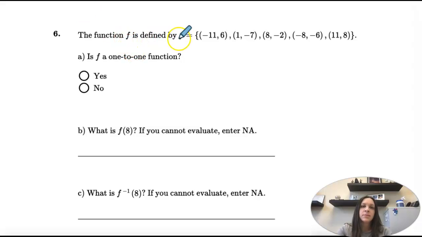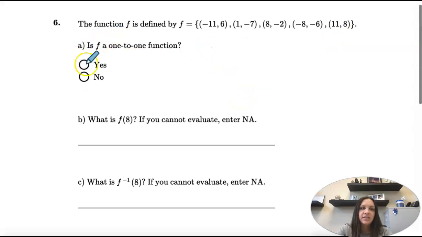Function f is defined by f equals, and then we have a set of points. So we have 1, 2, 3, 4, 5 points, and it's asking, is the function 1 to 1? What is f of 8, and what is the inverse of 8?